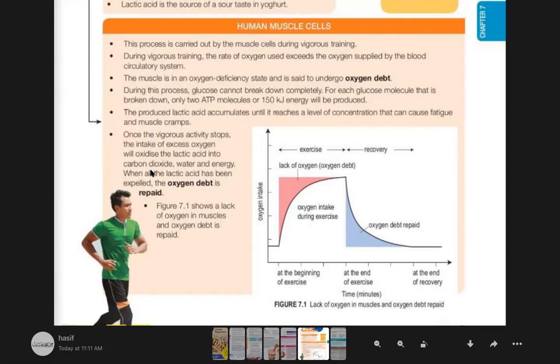Dia harus disingkirkan. Macam mana kita nak singkirkan? Kita ambil oksigen tu dan kita tukarkan lactic acid tu menjadi carbon dioxide, water and energy. So bila lactic acid tu semua dah disingkirkan daripada badan kita, oxygen debt tu akan repay. Maksudnya kita tak ada hutang oksigen dah.